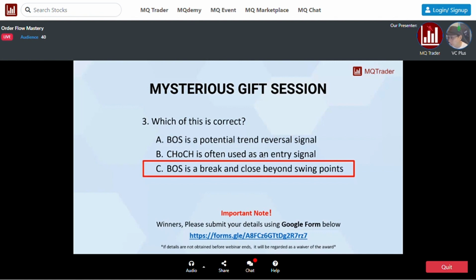I think all of you who typed it in got it correct, but the first two would be Muhammad Aiman as well as Crayon Lee. Break of structure is a break and close. The key is break and close. If it's just a break and the market did not close beyond, that's not a BOS.